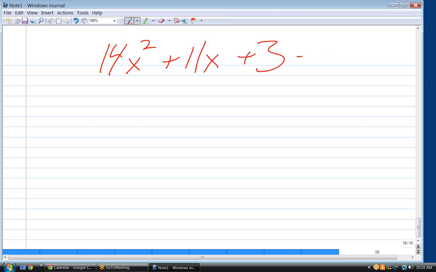What else? Let's just switch to just solving. Okay. So 14x squared plus 11x plus 3 equals 2x squared minus 3x plus 3. Okay. Read the next line to me.